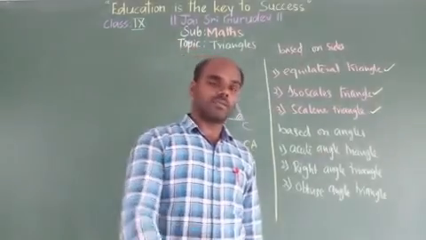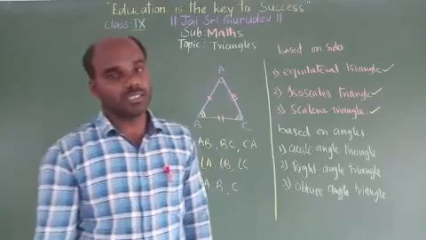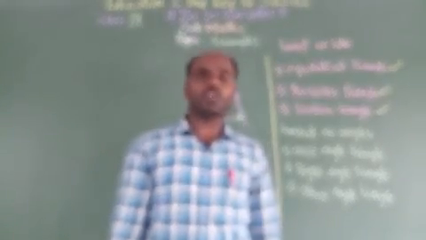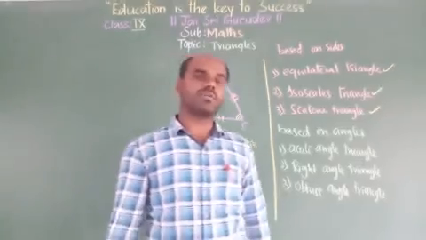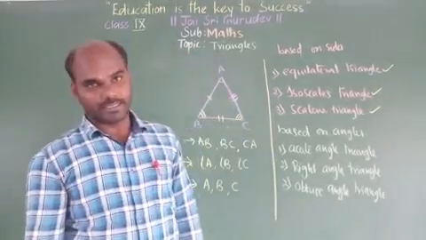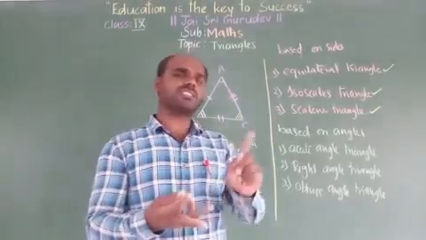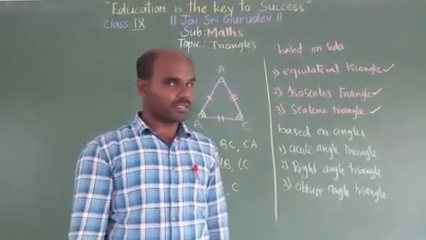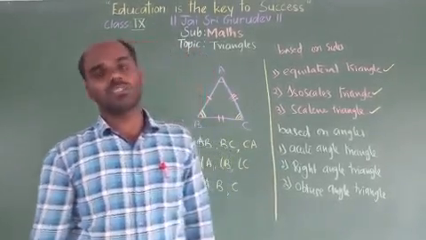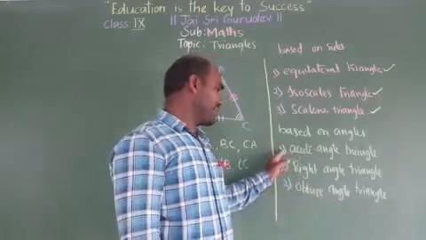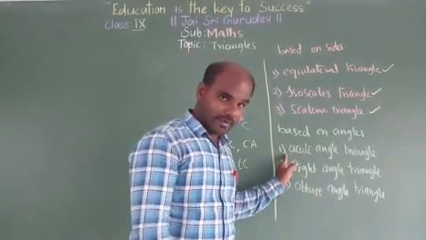So for example, 50, 60 and 70. The sum of the three angles must be 180 degrees, no, children? That is 50 plus 60 is 110, and 110 plus 70 becomes 180 degrees. So 50, 60, 70, these three angles are less than 90 degrees and greater than 0 degrees. Such a triangle is called an acute angle triangle.